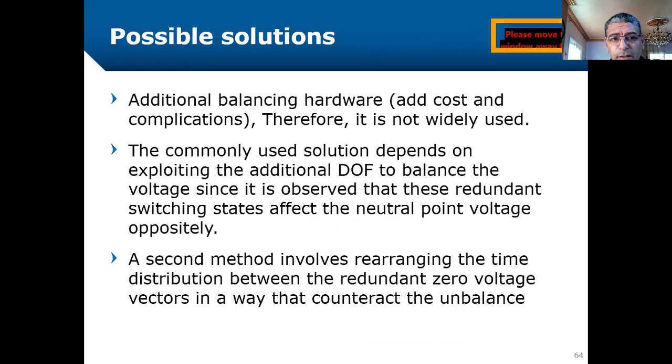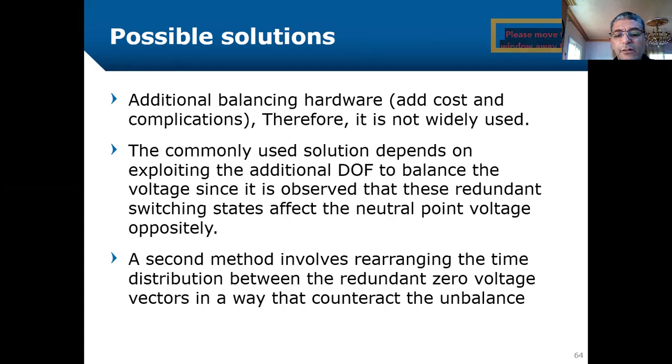Okay, and this problem, of course, needs to be fixed before you use this algorithm which we have explained earlier. So additional balancing hardware adds cost and complications. Some people use this method, but it's not widely used due to the complications and added cost. The commonly used solution depends on exploiting the additional degrees of freedom to balance the voltage, since it's observed that these redundant switching states affect the neutral point voltage oppositely.